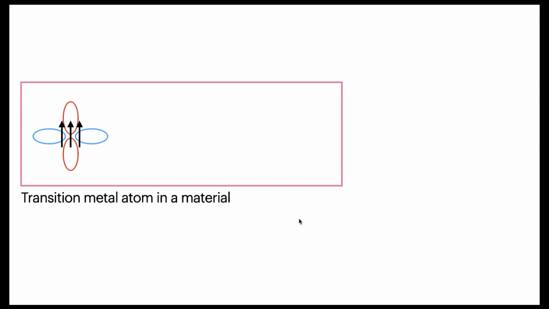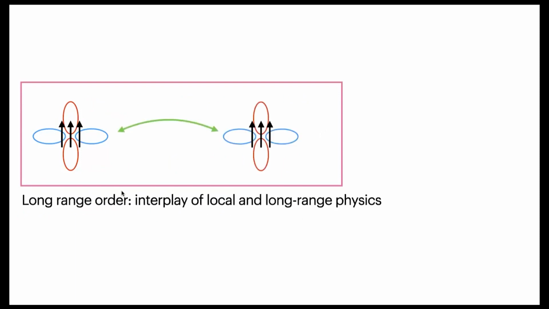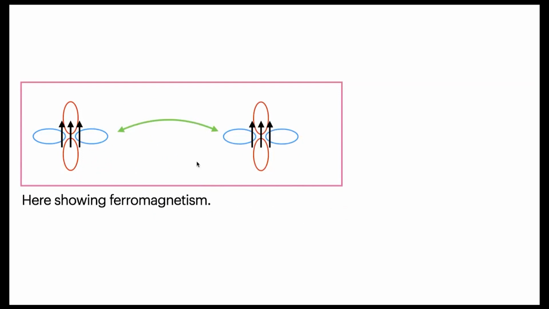Okay, you have a transition metal ion in a material, and what actually leads to all the interesting properties is that these open D shells interact with each other, right? So you have long range order, or possibly not order, maybe frustration, which comes out of an interplay of local and long range physics, right? So these atoms and their open D shells talk to each other, right? So this is an example. This is ferromagnetism.